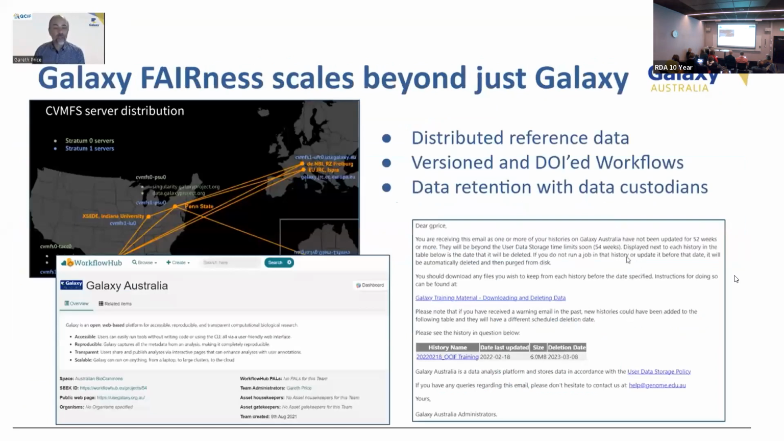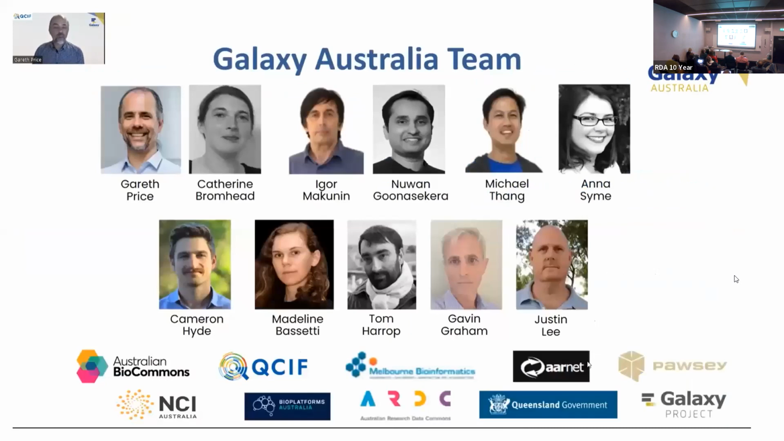We also can do more outside of Galaxy. We do that by sharing reference data between all the global galaxies using the CVMFS architecture. We host workflows outside themselves, minted with DOIs at WorkflowHub. And we interact with our users and encourage them to store their data long-term on robust institutional storage architecture, and not necessarily the Galaxy architecture, which is built for analysis. But with that, I want to thank and acknowledge the large team that provides Galaxy Australia to all its users, and thank you for your time today.